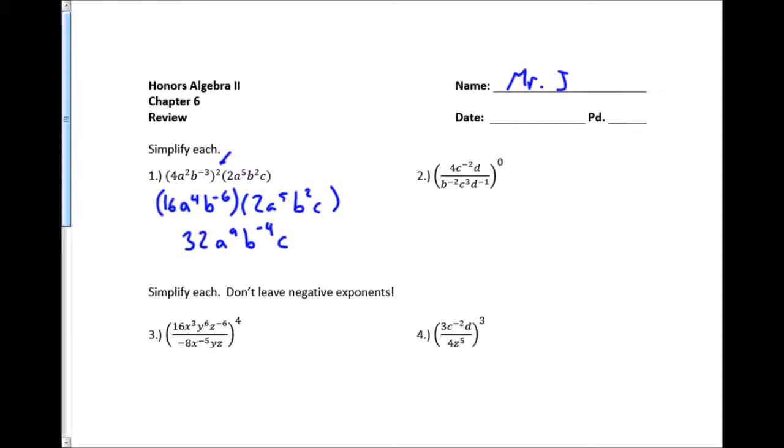And now I have to take care of negative exponents, which means this thing translates into a 32 a to the ninth over b to the fourth. For the second one, this entire thing is being raised to the 0 power. Remember, anything to the 0 power is 1, so this entire thing just equals 1. And that's it.